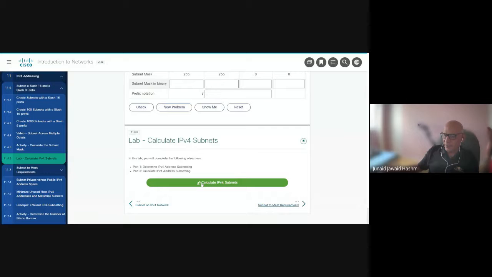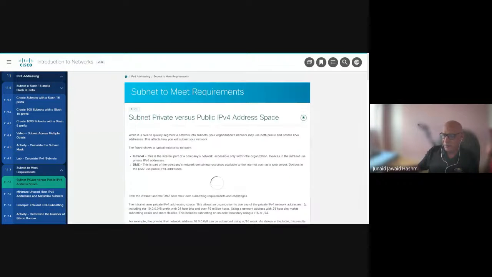All right, so there's a lab, calculate IP version for subnets. I'm gonna give you this lab later on. Let's see. There are other topics I'd like to cover.